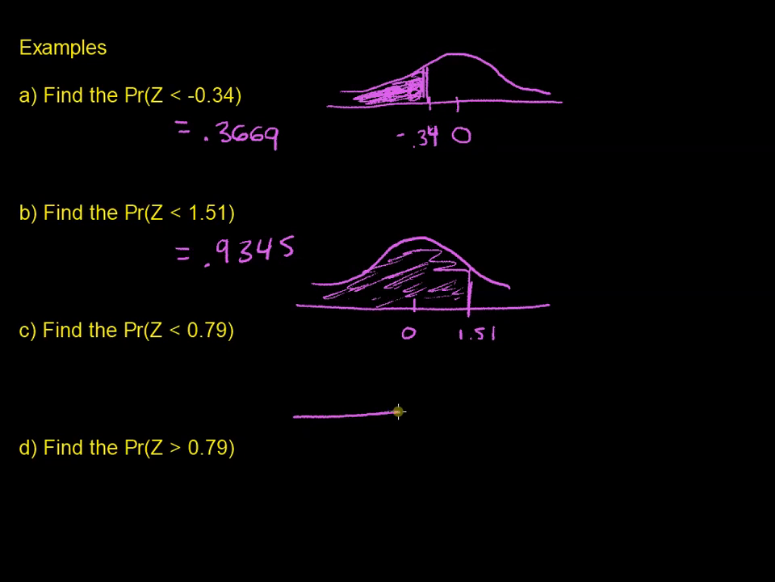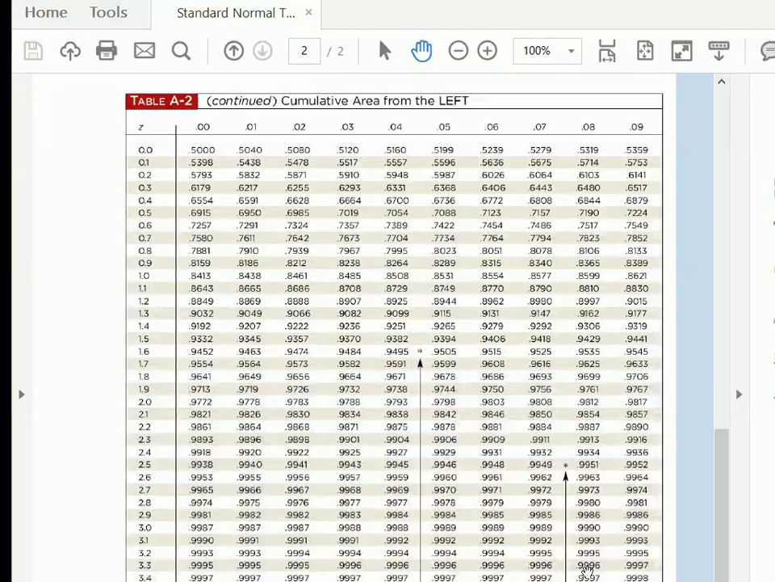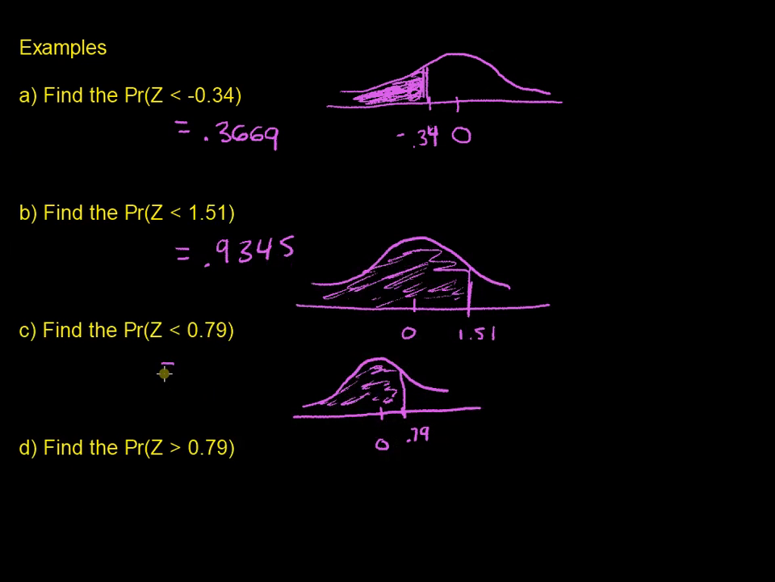Okay, another one. Say now we're trying to find the probability that z is less than 0.79. Again, that's to the right of 0 because it's a positive number. So I'm trying to find this area now, this probability. All right, so let's look up 0.79. Over to the left, 0.7, and then 0.79. That would be 0.7852. So there it is, 0.7852.